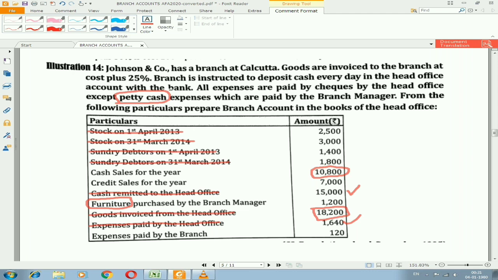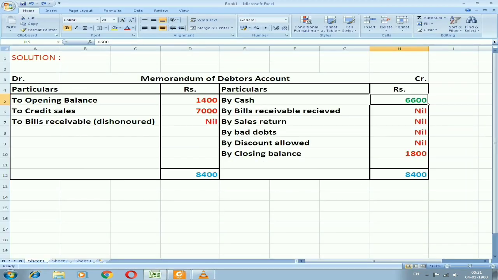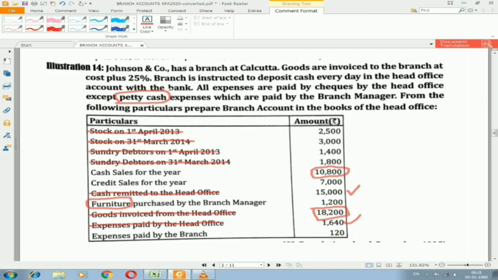What we find out by preparing the memorandum debtors account is cash received from debtors, you can see here 6600. So these two are the income generated by them. Cash sales of 10,800 plus cash received from debtors 6,600, totally will be 17,400.